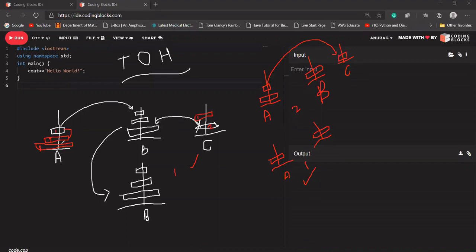And now I'm left with the disks that are in C. Now I can transfer those disks to B itself in the same order.